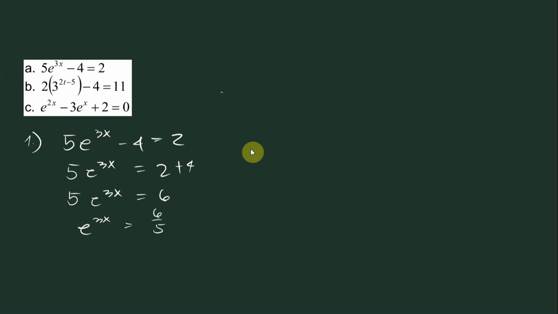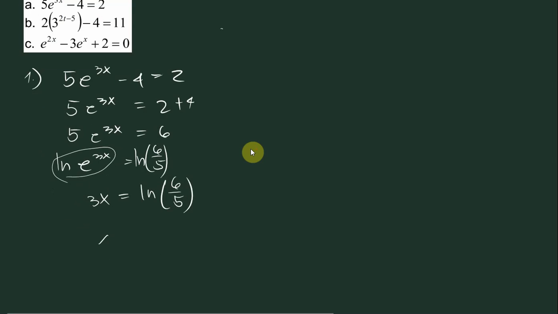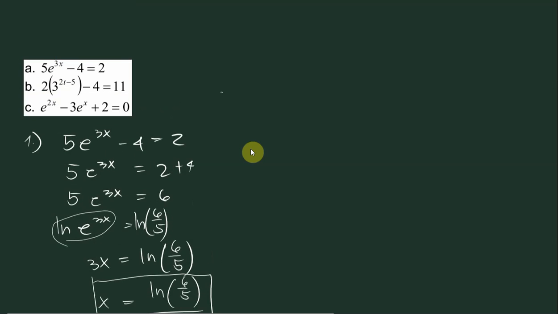So how do we find x? So in here, we can use the inverse property for a natural log. Okay, so ln e raised to 3x. So we take the natural log of both sides, and then for this, we know that from the inverse property, this will result to 3x equal to ln 6 over 5, and then x will be equal to ln 6 over 5 all over 3. Okay, so that is the answer.